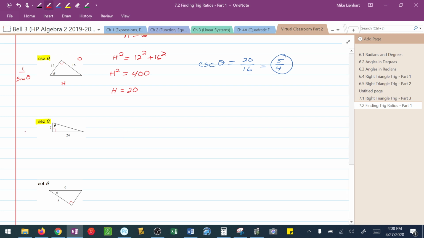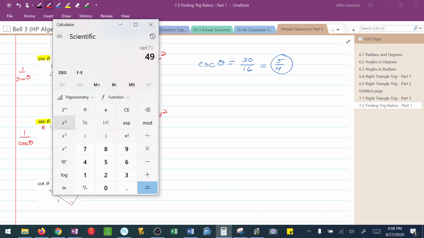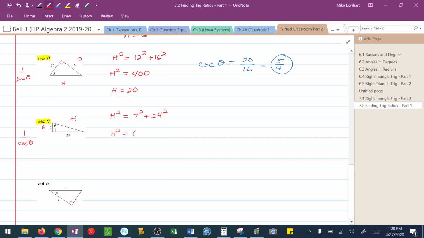How about the next one, the secant? I know that the secant is 1 over the cosine, or the reciprocal of the cosine. I know that the cosine is adjacent over hypotenuse. I don't know the hypotenuse, so I'm going to use the Pythagorean Theorem to find it. h squared is equal to 7 squared plus 24 squared, which equals 625. And the square root of 625 would be 25.